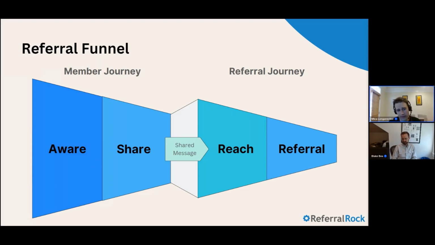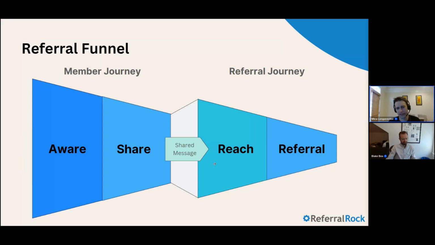Starting with the aware stage, this is: are potential members actually aware that you have a program? And then from aware, of those people that are aware, how many of them actually share? So the goal of that member journey is to drive shares. And so you want to see how they're sharing and how many they're sharing. They're going to share through a variety of different ways. They could share through links, emails, SMS. Maybe they're adding referrals directly. And that can be simplified as this shared message here.